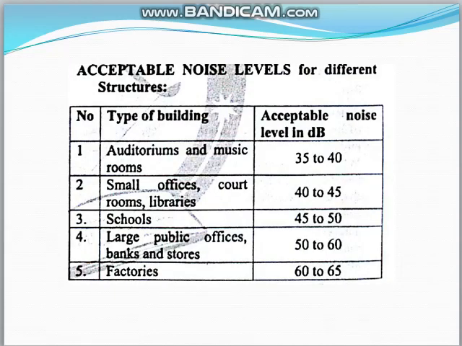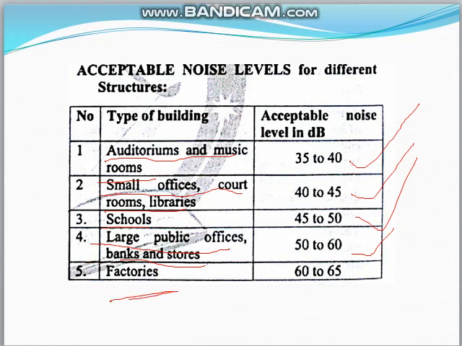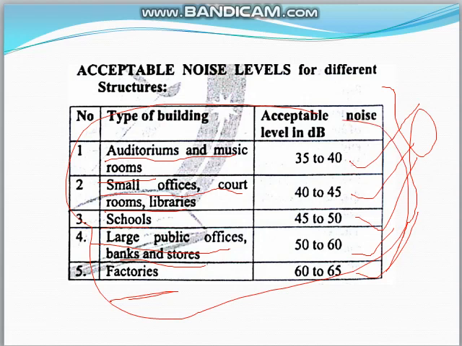Coming to acceptable noise levels for different structures. Here you can see that for auditoriums and music rooms, the acceptable noise level is 35 to 40 decibels. Small offices, courtrooms and libraries, the noise level is 40 to 45 decibels. For schools, 45 to 50 decibels. Large public offices, banks and stores, 50 to 60 decibels. And for factories, 60 to 65 decibels. Okay. These are acceptable noise levels for different structures. These are very very important. Try to remember these values in decibels. Okay.